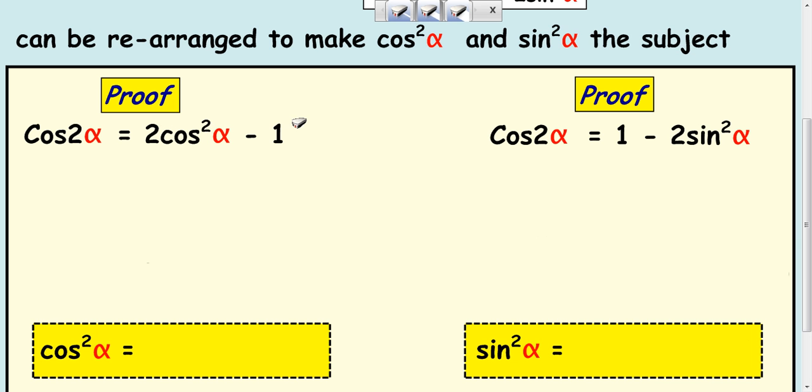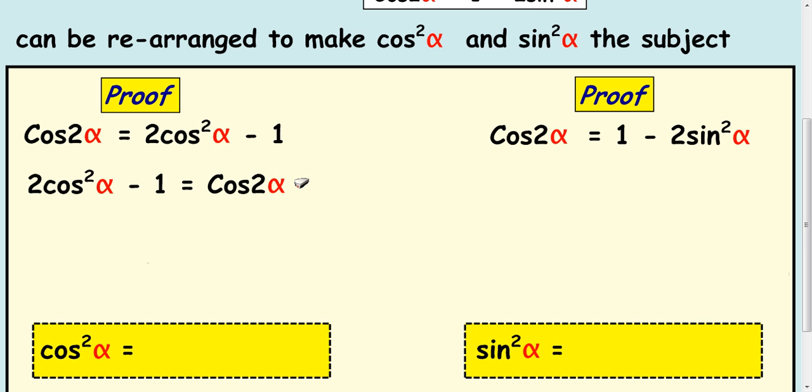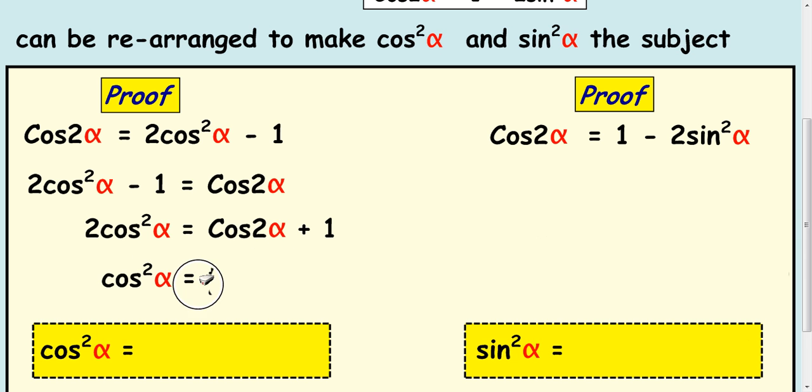So the first thing I'm going to do is swap sides. I'm going to write all of this side here on the right hand side and cos 2 alpha on the left hand side. The reason I'm going to do that is because I want cos squared alpha to be on this side for my subject. I'm then going to add 1 to both sides, and then I'm going to divide by 2. So instead of putting a big line, the 2 in the bottom, I'm going to multiply by a half and use brackets.